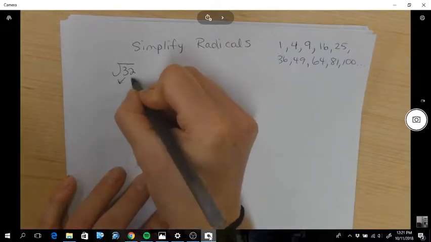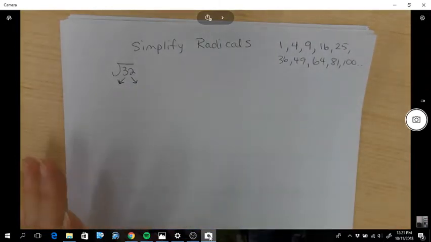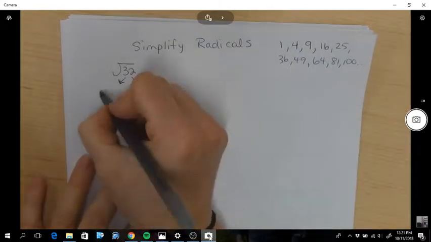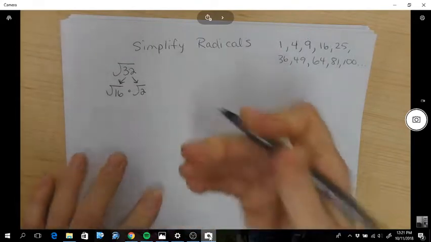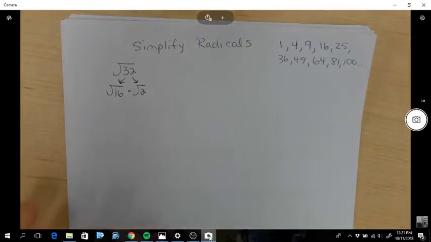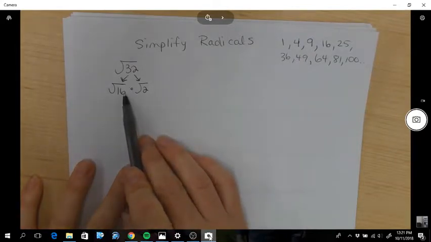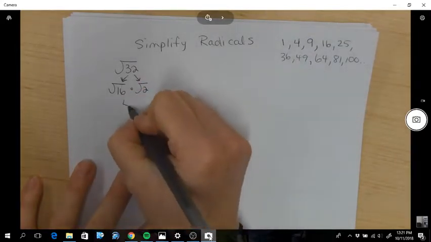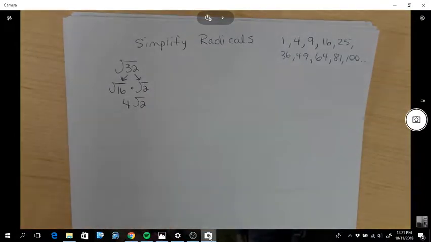Okay, so since we picked 16, 16 times 2 is 32. So I'm going to rewrite this as root 16 times root 2. Do you see how I still have a root 32? Then what does root 16 become? Well, the square root of 16 is 4. So now we have a mixed radical. So we broke this down.